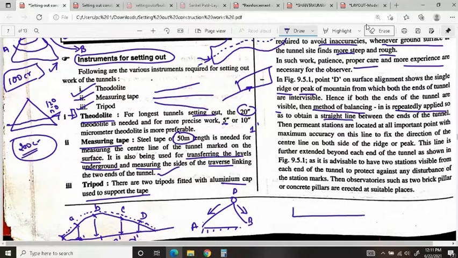So in terms of direct ranging, we will directly go for the determination of the ranging points, that is A, B, C, D, etc., from the control points, from the main stations. Like that also, if both the two points are visible, it is very easy to have a straight line.